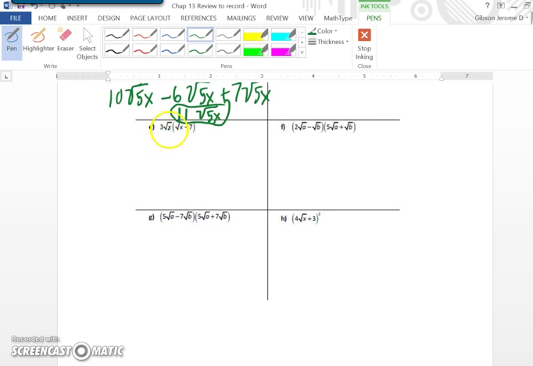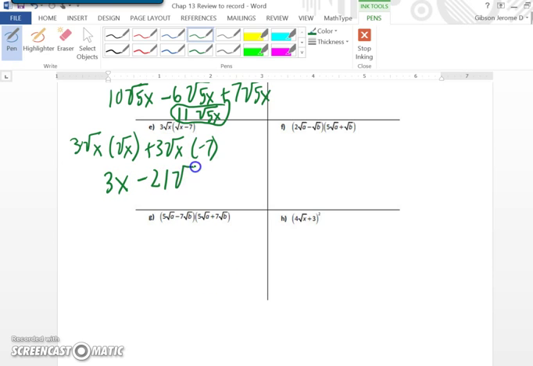Now E, we have 3 times the square root of x times this parenthesis here. So we would do the distributive property. It would be 3 times the square root of x times the square root of x, plus 3 square root of x times negative 7. So 3 square root of x times the square root of x would just give us 3x. 3 square root of x times negative 7 will give us a negative 21 square root of x. So that is the final answer for E.